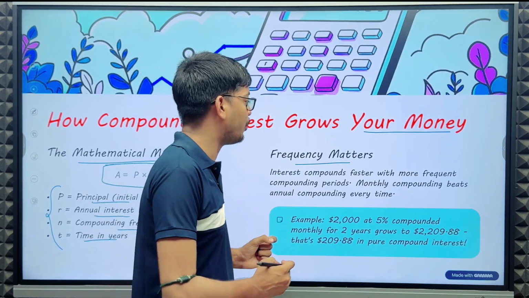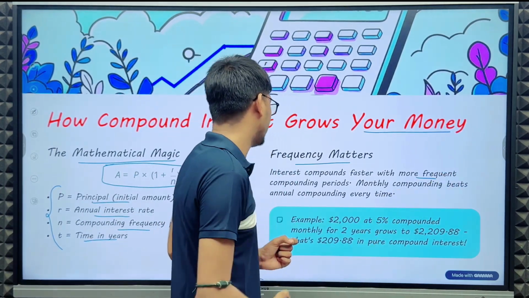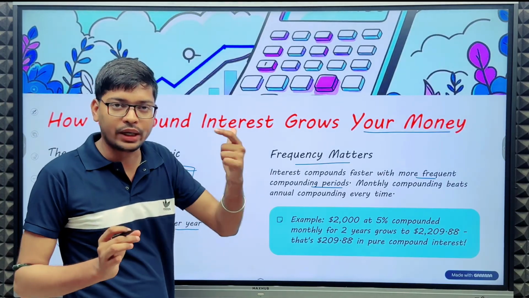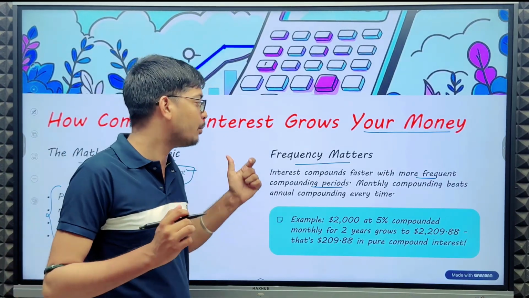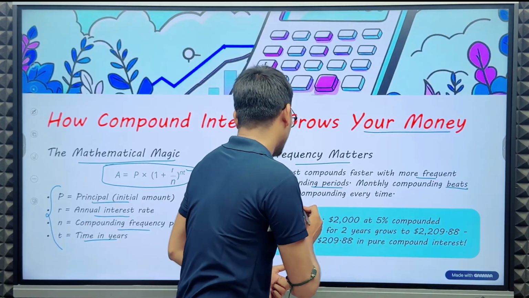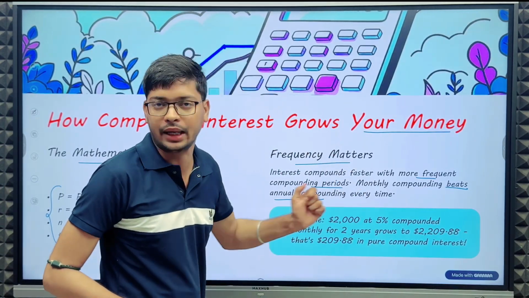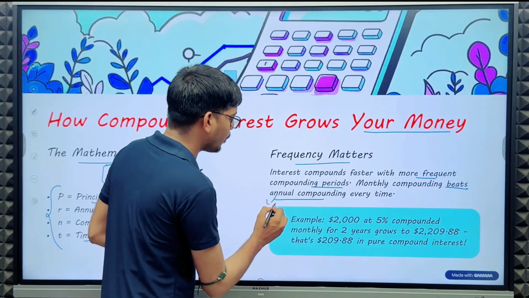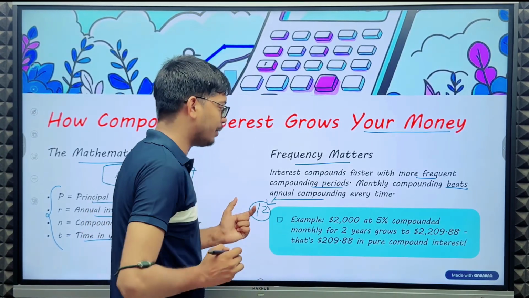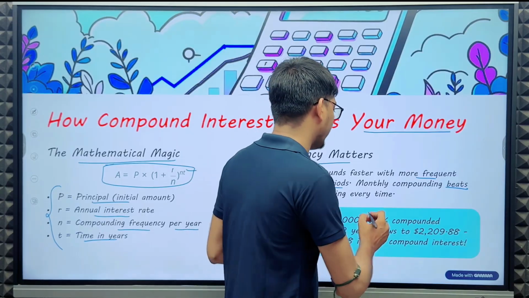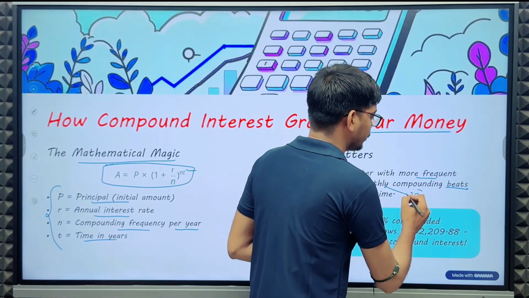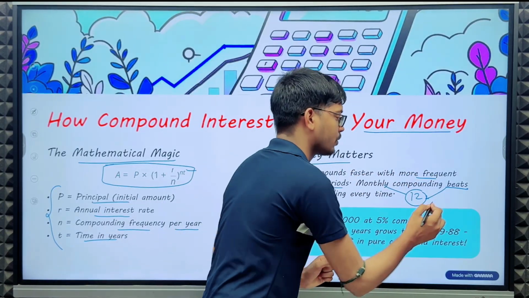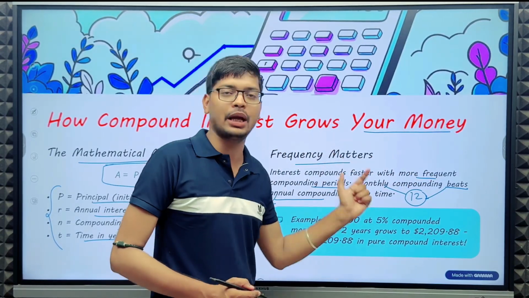Interest compounds faster with more frequent compounding periods. Like years: 1 year, 2 years, 3 years. But monthly compounding beats annual compounding every time. Annual compounding is once per year, and monthly compounding is 12 times per year. So monthly compounding always beats annual compounding every time.